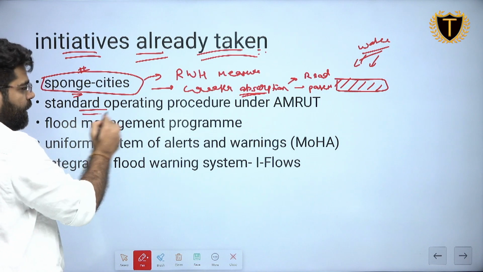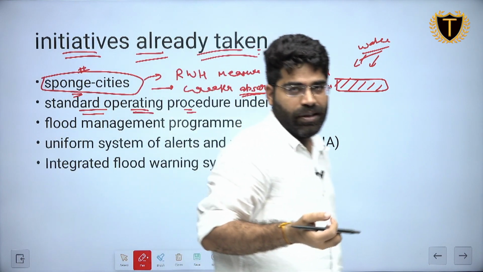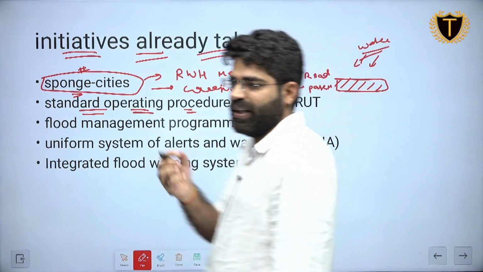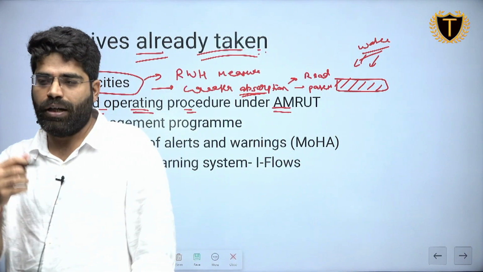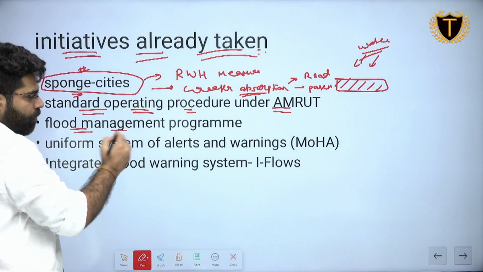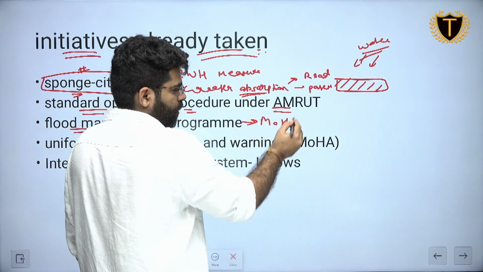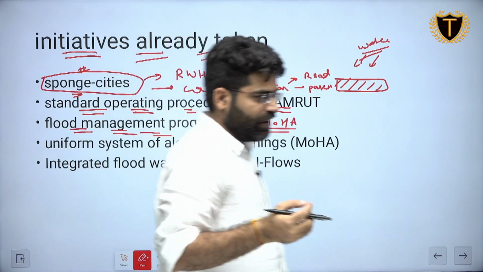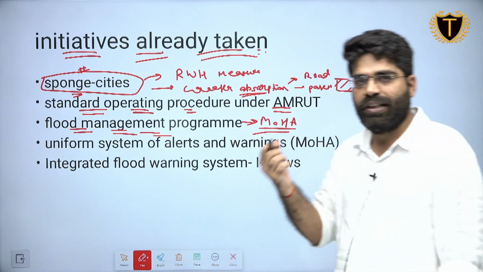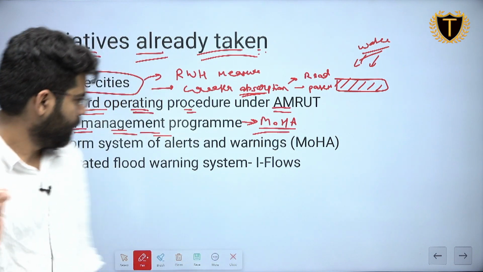Then we have the standard operating procedure under Amrut. Under the Amrut mission there are specific guidelines which need to be followed whenever a condition for urban flood occurs. Then we have the flood management program given by the Ministry of Home Affairs, which gives financial incentives to the state governments wherever there is a possibility or there has been an occurrence of an urban flood. Clear?